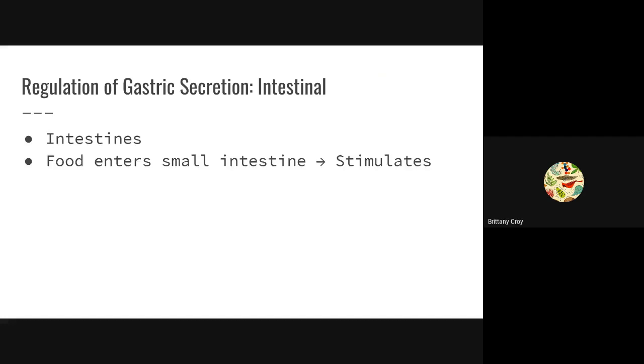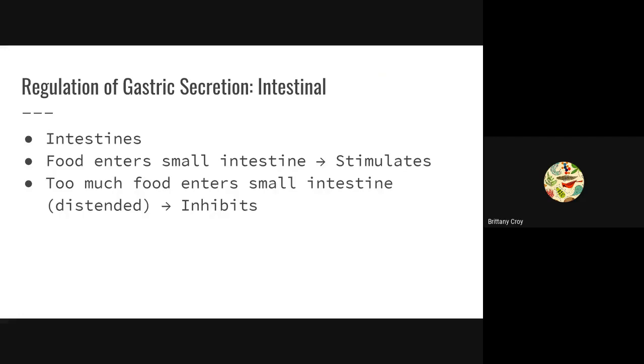And one more way, intestinal regulation occurs in the small intestine or the duodenum. When food enters the small intestine, so it goes through the pyloric sphincter into the small intestine, that stimulates more gastric juices to be secreted. And then sometimes if too much food enters and it causes the small intestine to distend, or expand, that will inhibit it. So if it gets stretched out, it will turn it off and it will wait and digest the food that it has.